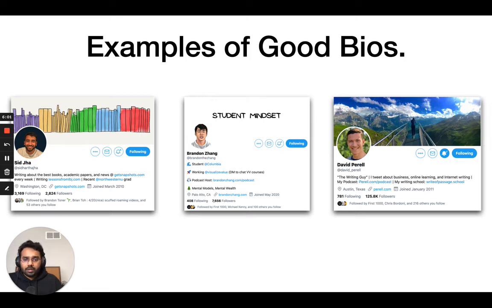If you look at Brandon Zhang's profile, he talks about how he's a student at Columbia. He's associated with the Visualize Value brand. He's doing an apprenticeship with Jack Butcher at the moment. And then he says he's a podcast host at brandonchang.com/podcast. And then he says mental models, mental wealth. So just by looking at his profile, I understand that, okay, he's going to be talking about mental models, new ideas. He has a podcast, so he must be bringing on some good guests on those podcasts.